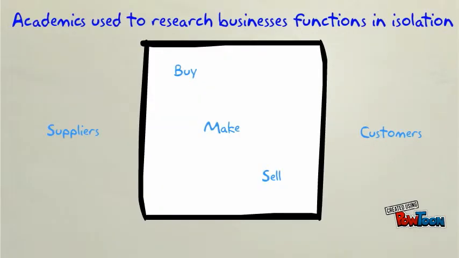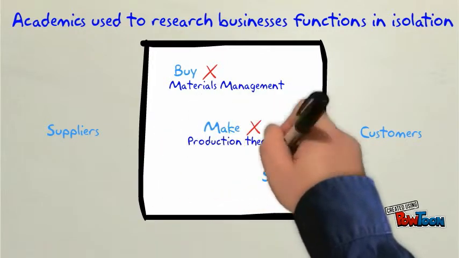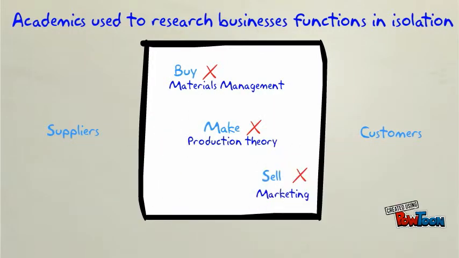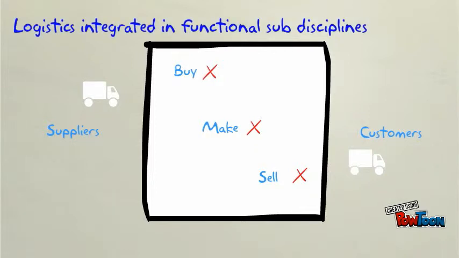First, academics used to research business functions in isolation. The core functions of a business, buy, make, and sell, were covered by the subdisciplines materials management, production theory, and sales and distribution or marketing. Logistics did not exist yet as an academic subdiscipline in business studies. Research in this area took place, but only for each business function in isolation.